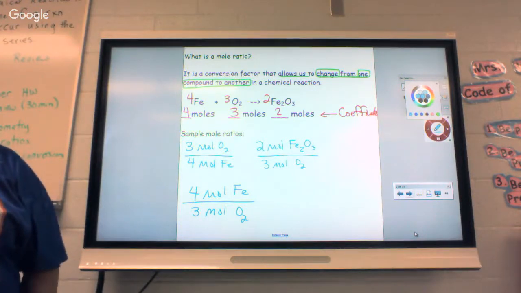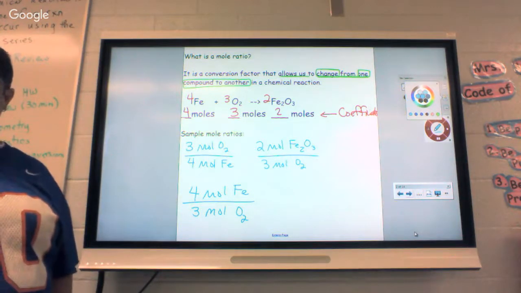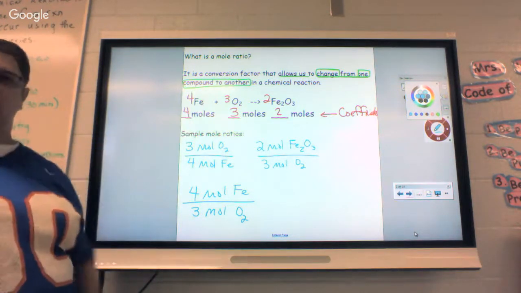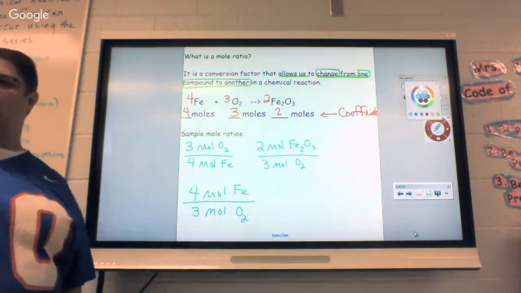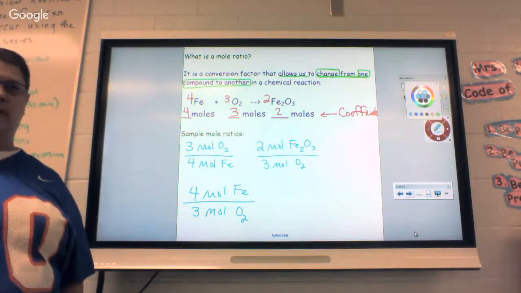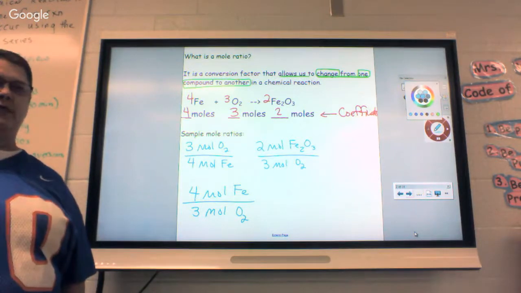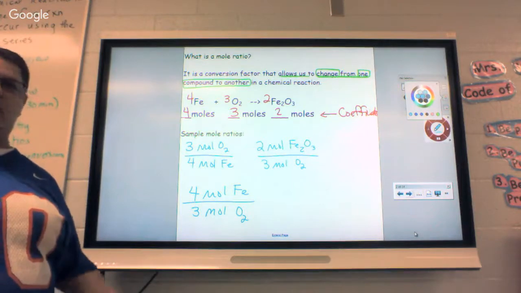Okay, questions about how we wrote a mole ratio? Now, I have coefficients that come from the equation. I included the units, which are moles. I included the compound name. Questions about how I did that? Everybody feel okay about that? It doesn't make any difference at the moment. It's arbitrary because we have no problem to solve from. We're just writing a mole ratio.